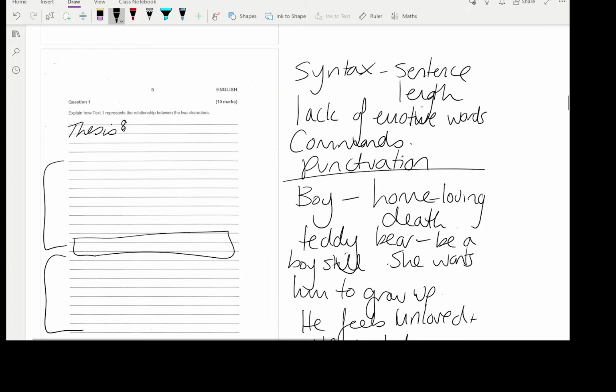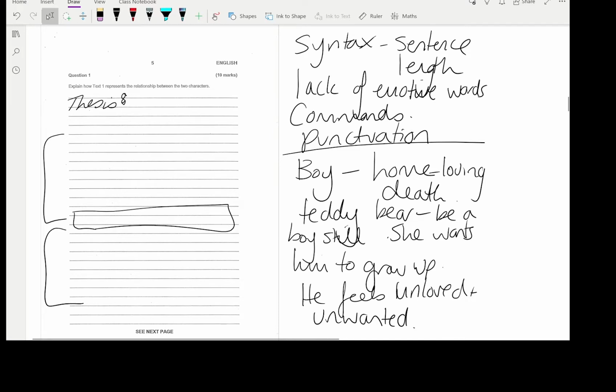So what I find is if I separate it into 2 ideas, 2 sort of things that the text seems to be doing. And a lot of these questions, they're all 2 halves. They ask how and effect. So this is how text 1 represents, so that's all the techniques, the relationship between the 2 characters. You could do the boy and the mother as 2 paragraphs and then talk about the language use. So there's no right or wrong way, but I just find if you split it into a couple of paragraphs, people tend to not forget what they're going to say, and they tend to then expand on it. And then you leave a line in case you want to go back and you think of more ideas and you can add it in.